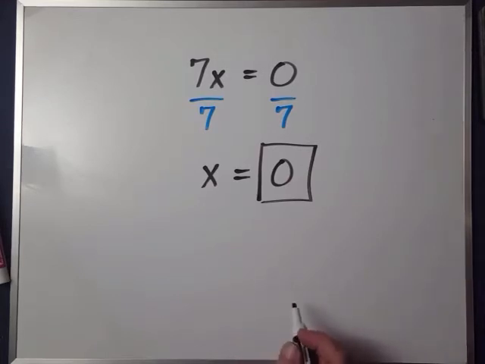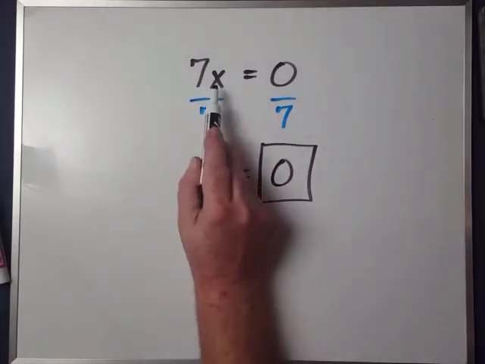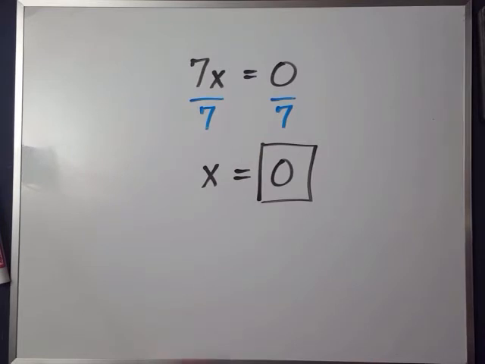But that 0 trips us up for some reason. As long as we're not dividing by 0, as long as 0 is not in the denominator, we're good to go. Plug that 0 back into the original. Is it true that 7 times 0 equals 0? Sure.